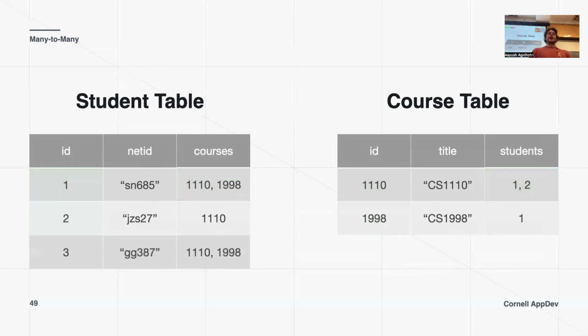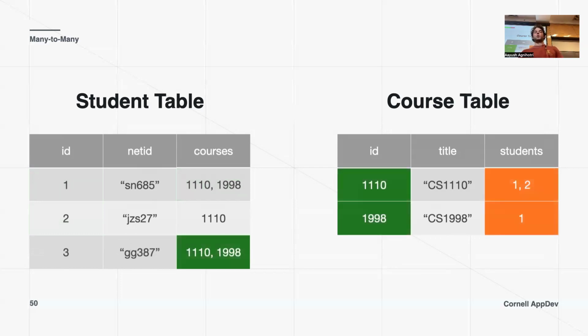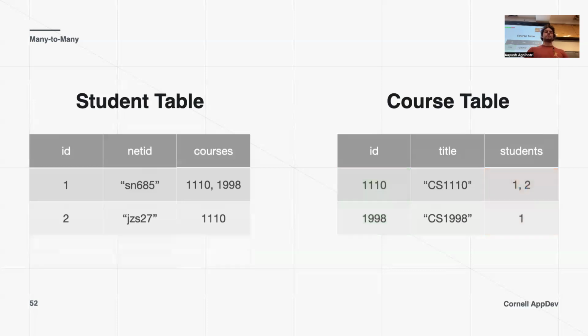But what if we try and add someone else, GG387, right? What we're going to have to do in this case is go through the courses table and iterate through every single course and manually insert that this student is being enrolled in this course, right? So we're going to have to append student 3's ID to CS 1110 and also CS 1998. And you can probably see that if we have hundreds of thousands of students and hundreds of thousands of courses, iterating through hundreds of thousands of courses for every student that we're adding becomes pretty time inefficient.